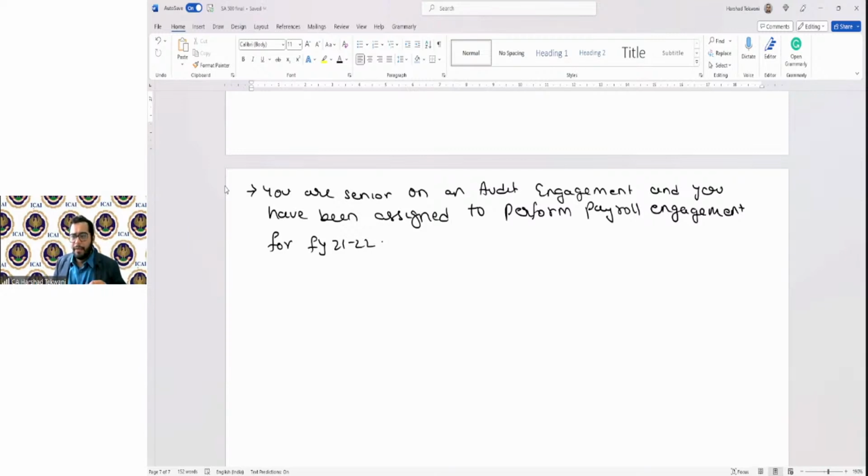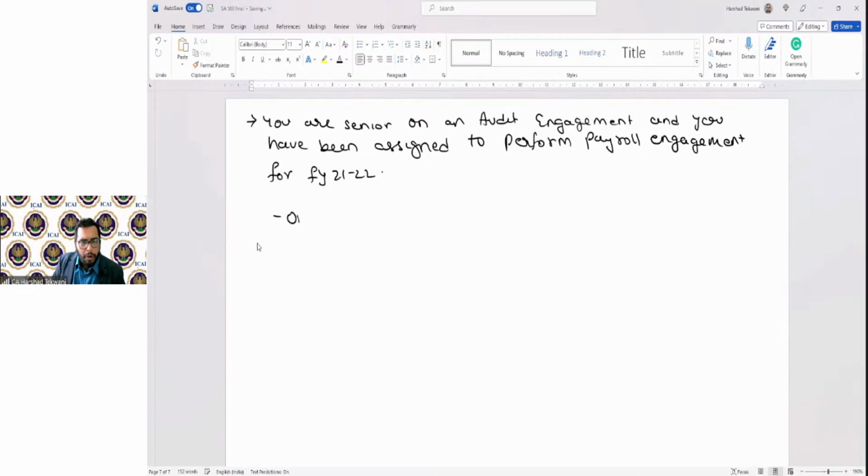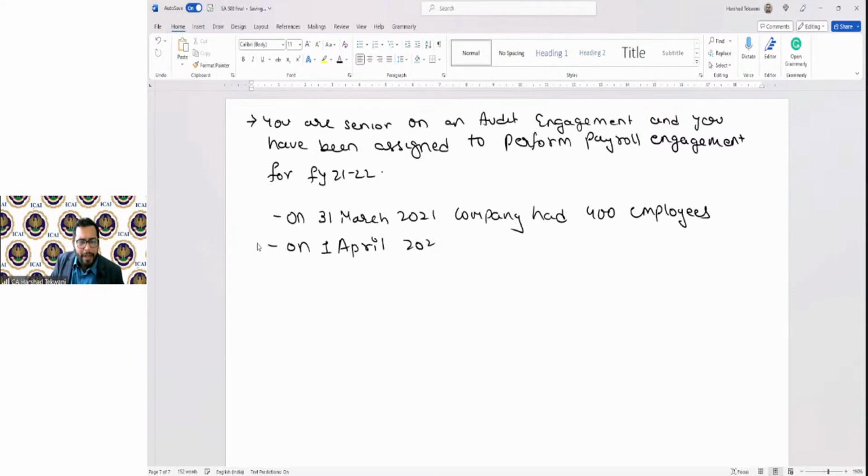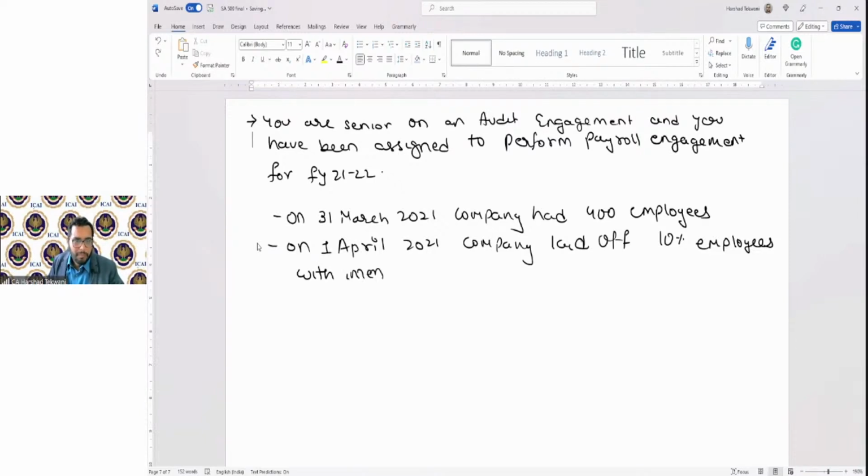You have obtained the current year and previous year data. On 31st March 2021, the company had, let's say, for example, 400 employees. On 1st April 2021, the company laid off 10% of employees with immediate effect.